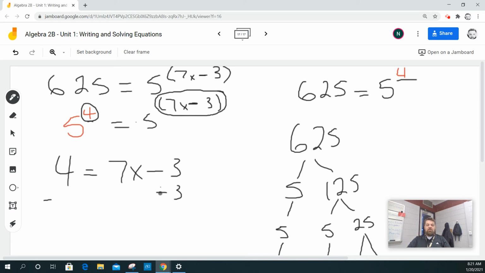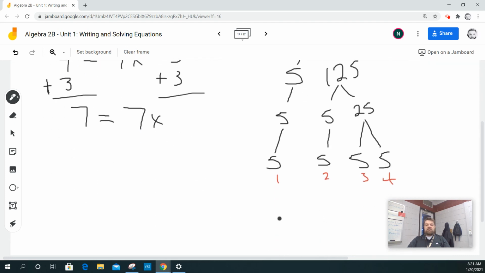So now, in order to solve, I'd have to add 3 to both sides. And by adding 3 to both sides, now I've got 7 equals 7x. Now I'm going to divide by 7. I get 1. I don't like how that looks. I get 1 equals x.